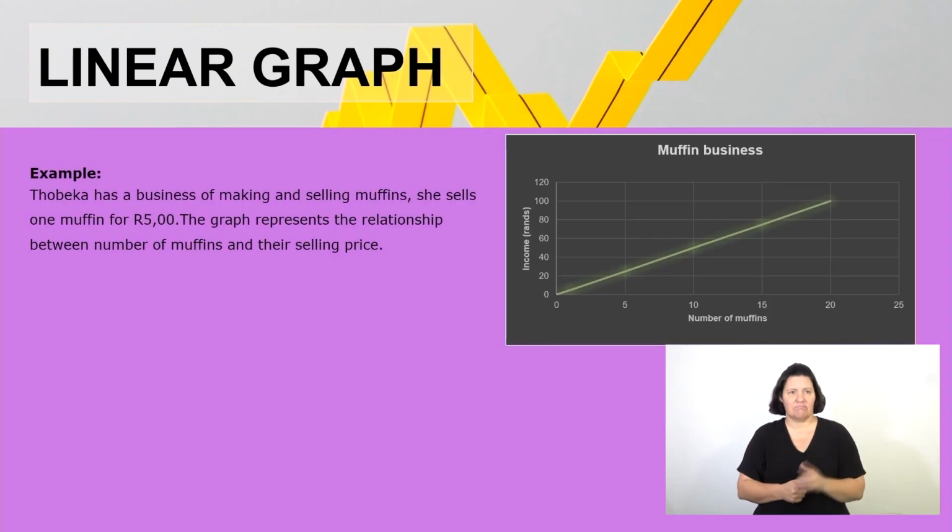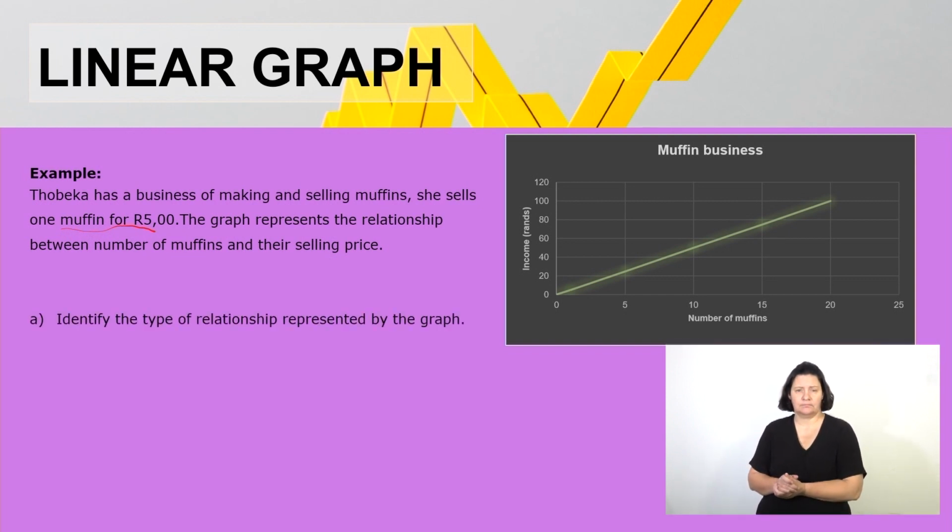Tobeka has a business of making and selling muffins. She sells 1 muffin for 5 rand. The graph represents the relationship between the number of muffins and their selling price. So that is our graph over there. We know here it's our x-axis, there it's our y-axis.